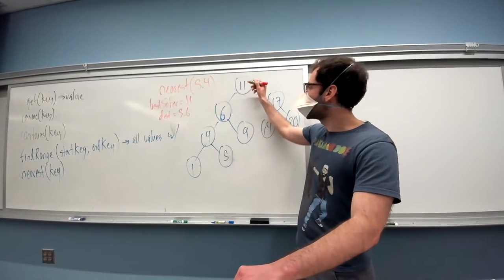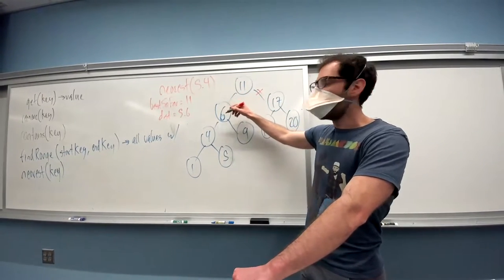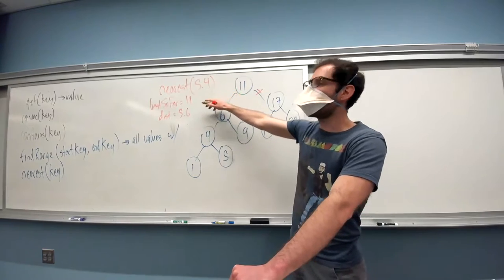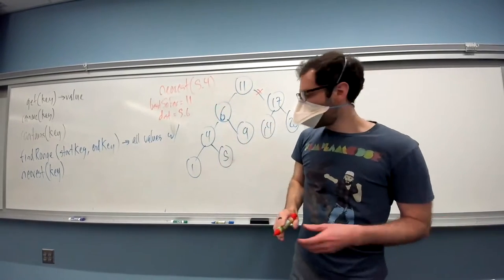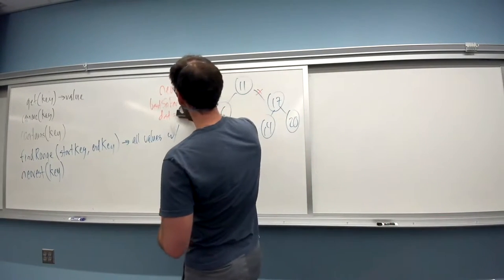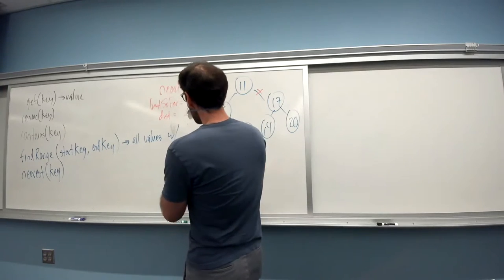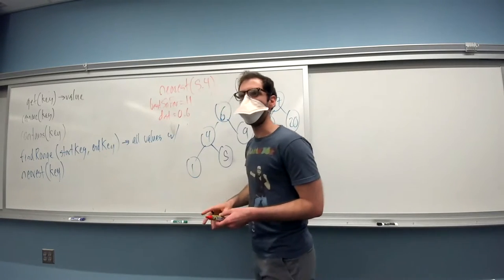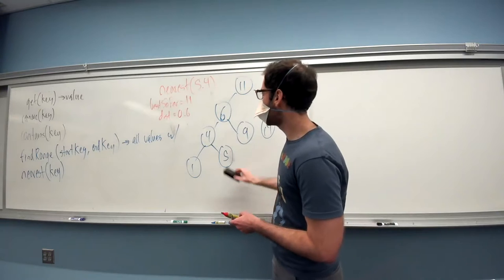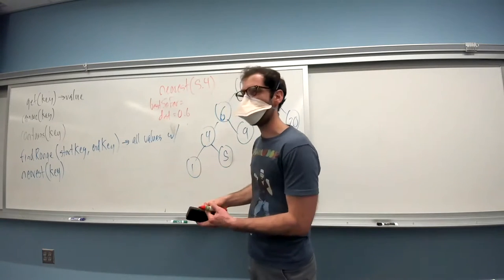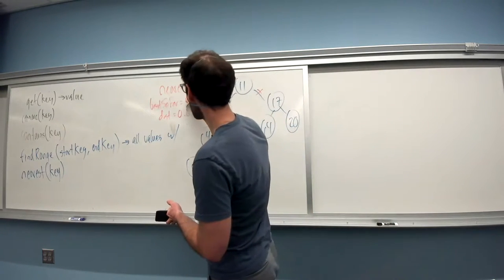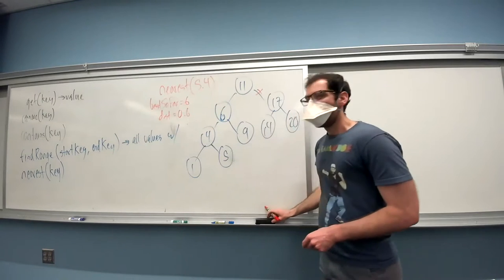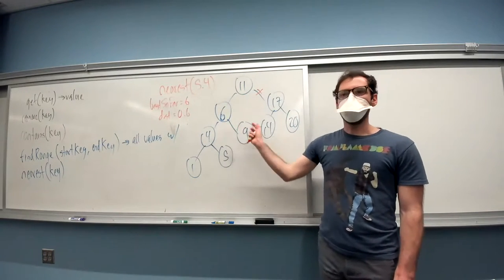So we can proceed to 6. 6 is a lot closer than 11. It's only 0.6 away from what we're looking for. And so now 6 becomes our best so far. And again, we're faced with the decision, do we go left or right?